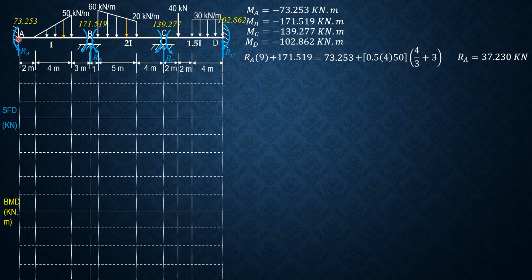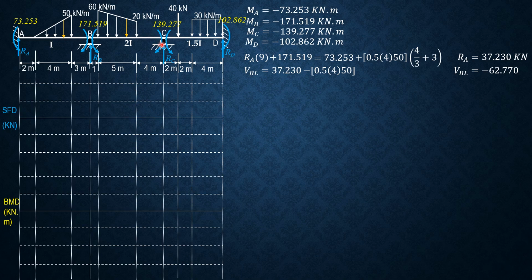So imagine that shear B left is downward positive. So it is just upward minus downward forces considering AB. So shear at B just to the left is RA, 37.23, minus this area of load, 0.5 of 4 times 50. So shear at B just to the left is negative 62.770.